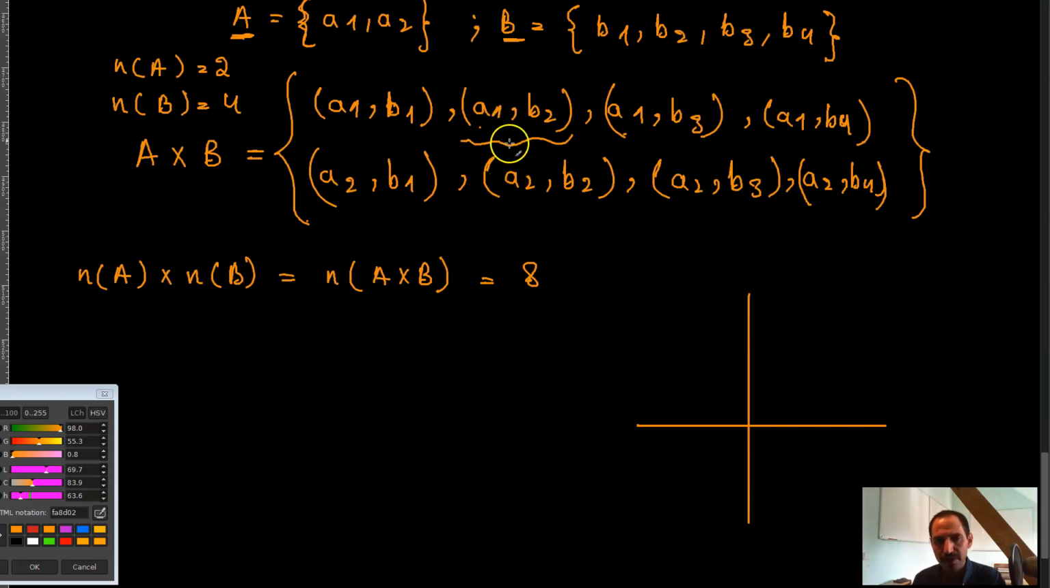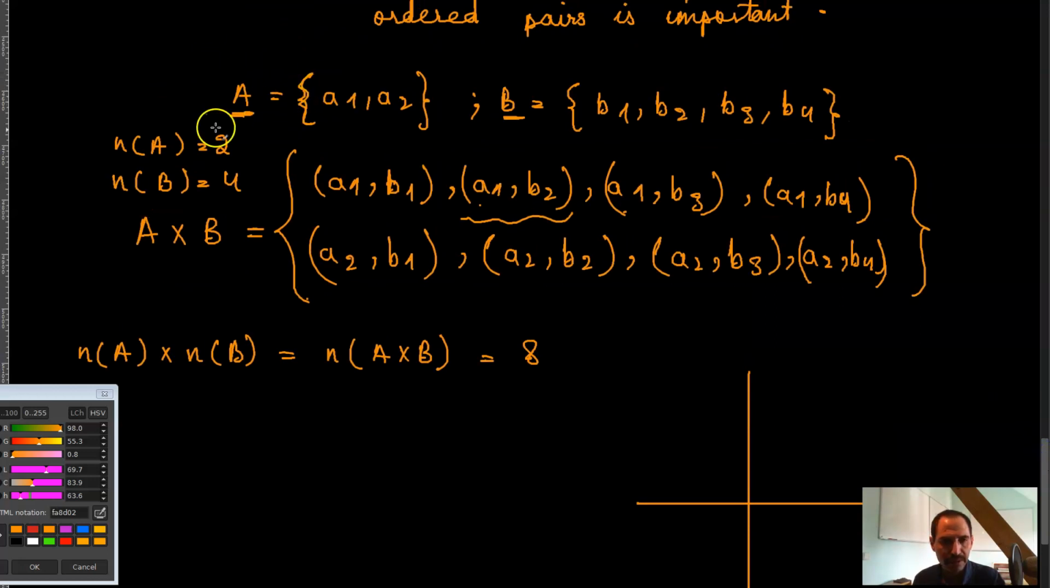What that means is that A1 comma B2 is not the same thing as A2 comma B1 or any other point for that matter. So all of these points would be distinct, right? And A and B could be subsets of the set of real numbers, and then each of these ordered pairs could be used to represent a point in the 2D plane.